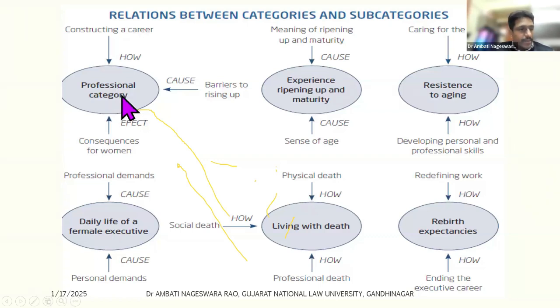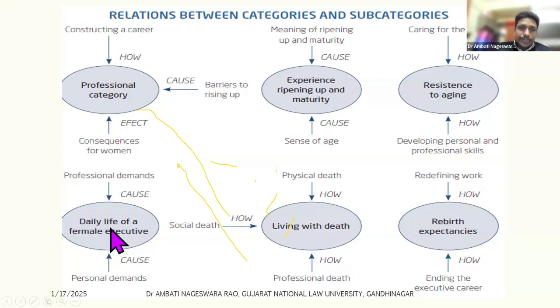Let me give you briefly before going to the next methodology. Professional category. As a part of the professional category, you're trying to construct a career. Okay, you're trying to construct a career, and if you're not able to construct the career properly, you are going to face certain barriers. As a result, what are the barriers that you're going to face, and what are the consequences that are going to follow?